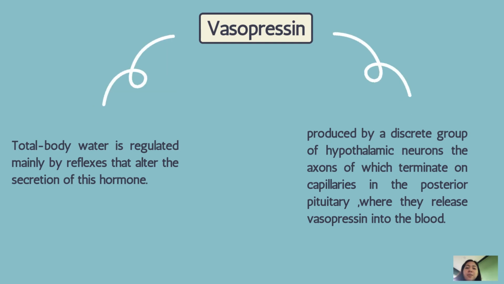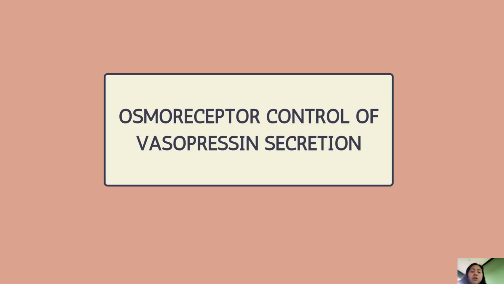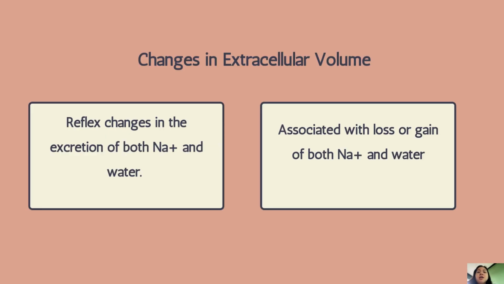A distinct group of hypothalamic neurons make vasopressin, and these neurons' axons end on capillaries in the posterior pituitary, where they release vasopressin into the blood. Osmoreceptors and baroreceptors are the inputs to these neurons that are most significant. We now go to osmoreceptor control of vasopressin secretion.